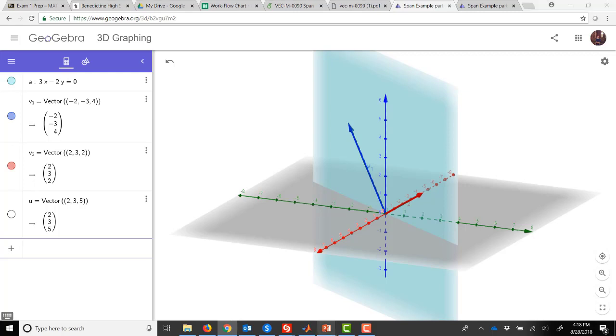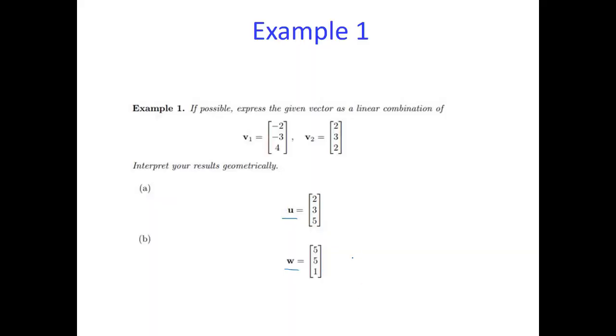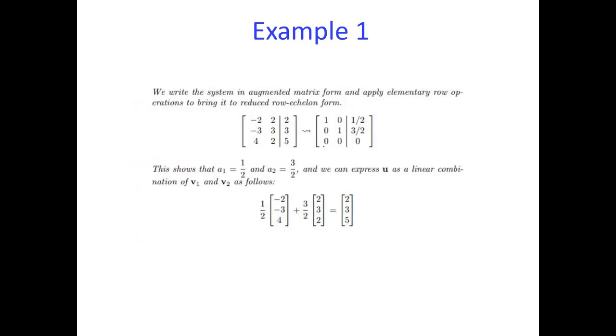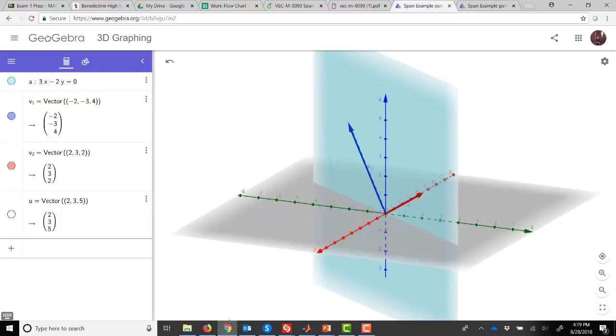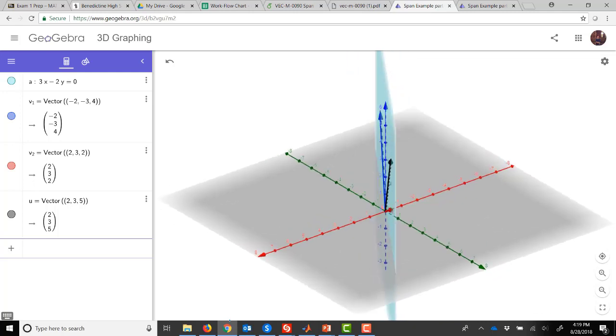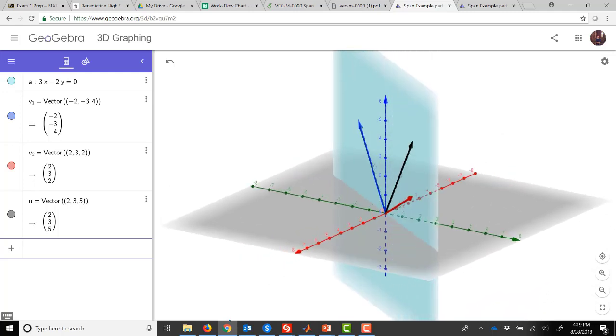And so now, when we go back to the problem, where it asks, can we express u as a linear combination of those vectors, you work through the algebra and you see that there is a solution. x equals 1/2 and y equals 3/2, and so 1/2 of the first vector plus 3/2 of the second vector equals vector u, 2, 3, 5. And again, we can see that on GeoGebra. So if I go back to the website, and if I plot the vector 2, 3, 5, you can rotate and you can see that that vector is contained in the span of the other two.